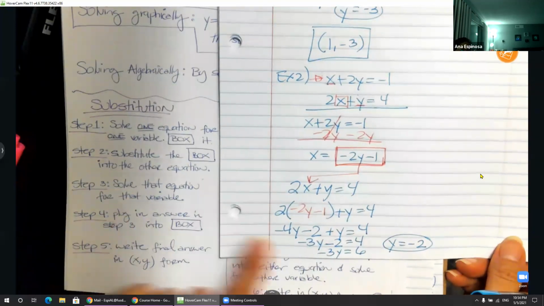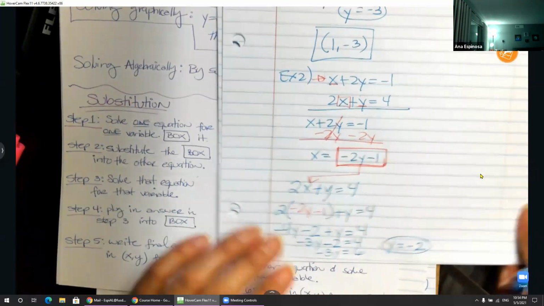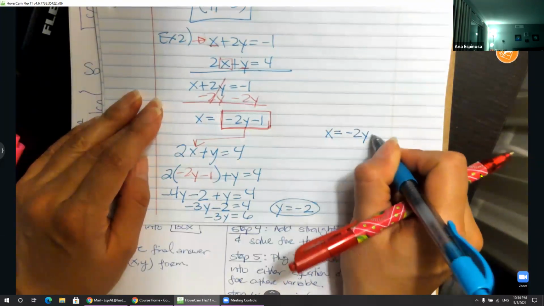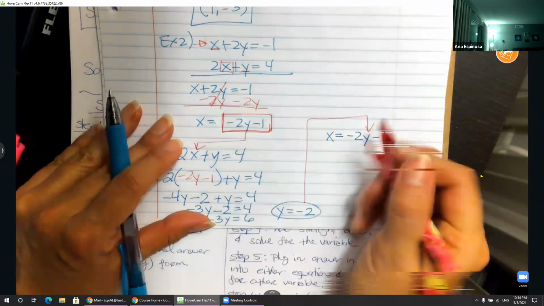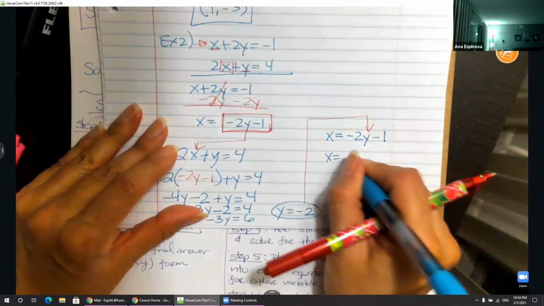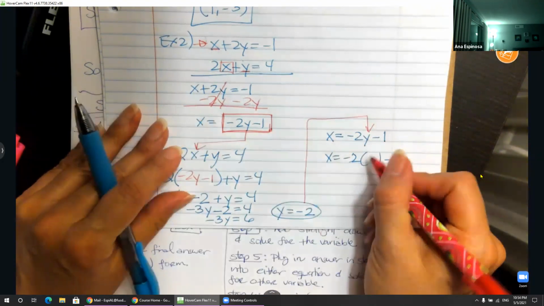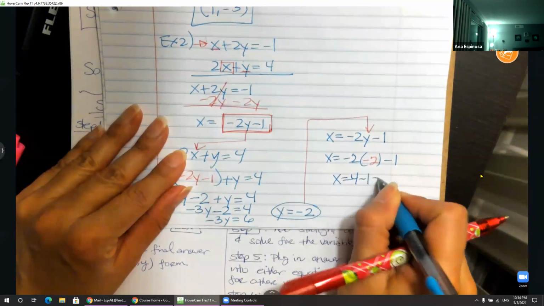Then I'm going to plug this answer back into the box. And then I'm going to write my final answer. So I have x equals negative 2y minus 1. And so this is now going to be here. So it is x equals negative 2 times a negative 2, 4, minus 1, which is 3.